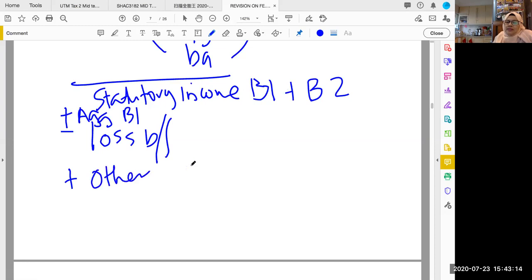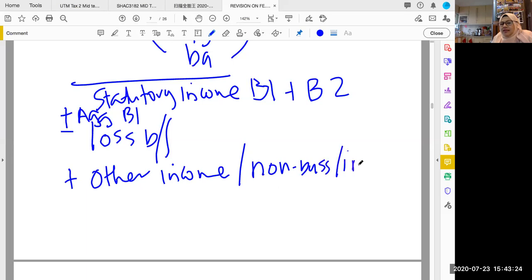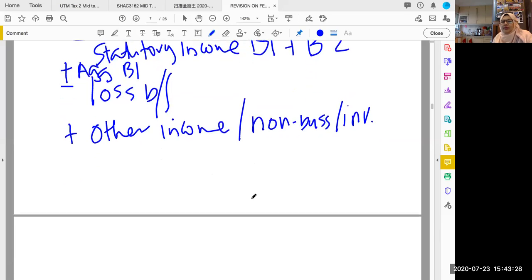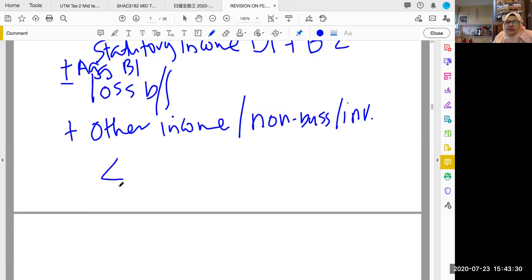All right. So sometimes you call it other income, sometimes you call it non-business income, or sometimes you call it investment income. So all this is the same: non-business income or your investment income. So what are your other income? Then you have your section 4C, for example, your dividend and your interest.